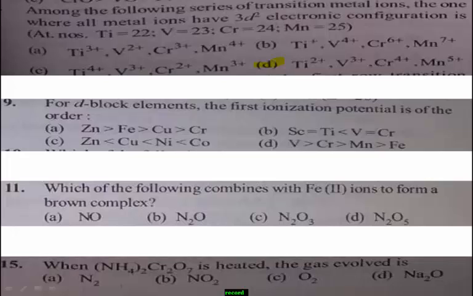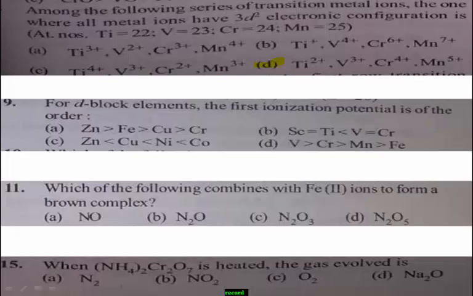Remember, ionization energy increases with increase in atomic number. However, the trend is irregular among some D block elements on the basis of their electronic configuration.